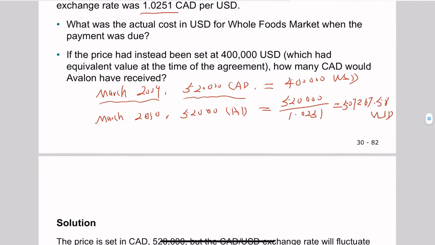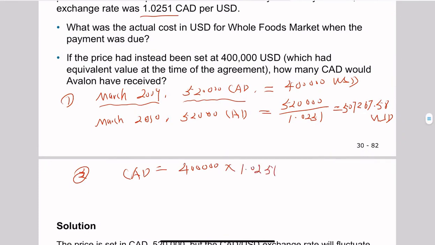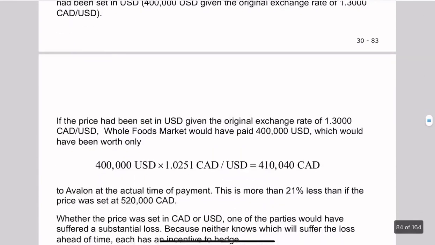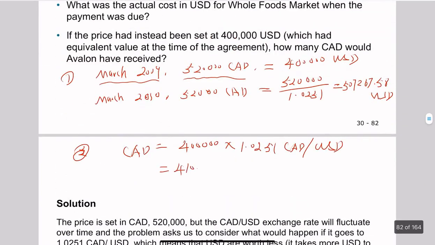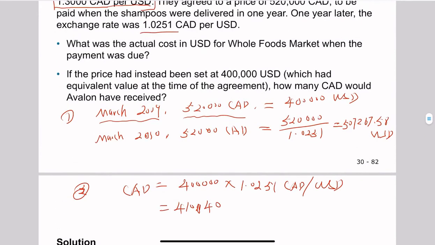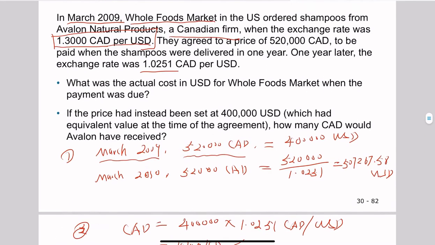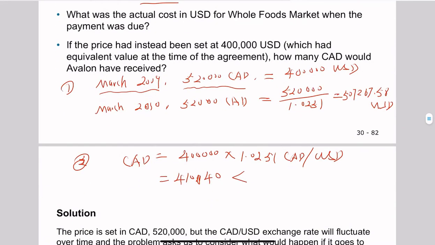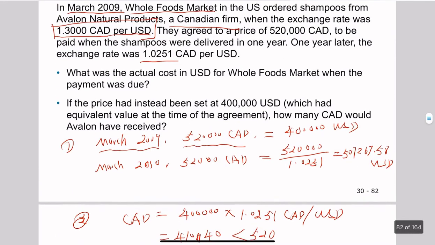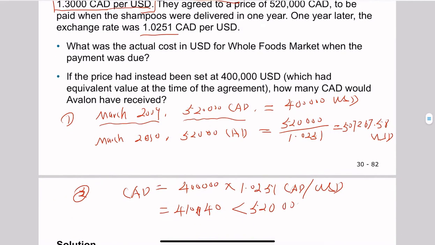1.0251, right? So in this case, you can see that the CAD this Canadian firm can get is the amount of US dollars times the market exchange rate after 1 year, right? So in this case, we will get a number which is 410,040. So you can see that this is much smaller compared with the 520,000 Canadian dollars mentioned in the problem, right?